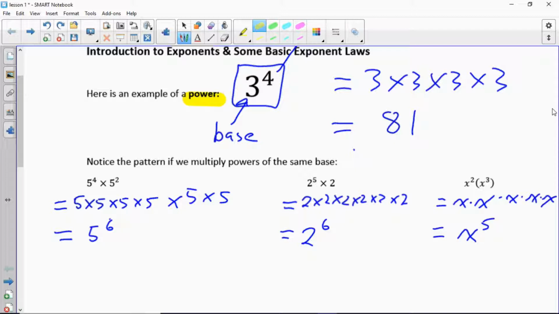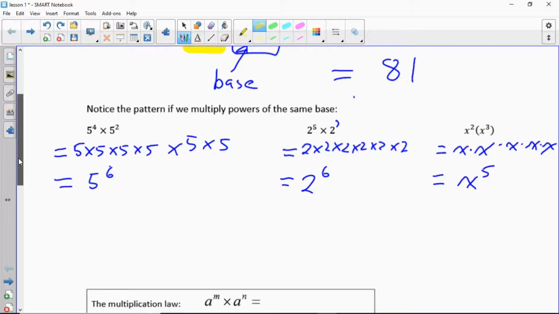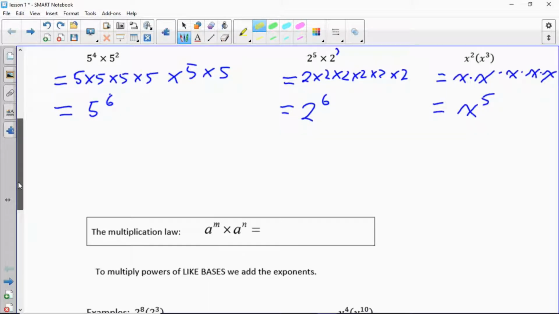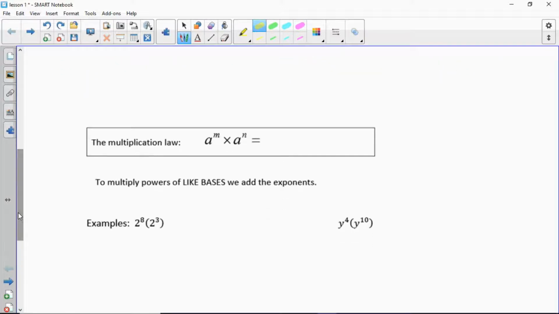Now, I think the pattern is probably pretty easy to see here, and many of you probably already know this. Take a look at the first one, 5 to the power of 4 times 5 to the power of 2. Sure enough, I get 5 to the power of 6. 4 plus 2 is 6. If I look at the last one, I've got x squared times x to the power of 3. 2 plus 3 is 5, x to the power of 5. And in the middle one, as long as I realize that that is the same as 2 to the power of 1, then I can say that 5 plus 1 is 6, and sure enough, I have 2 to the power of 6. There's your first exponent law, the multiplication law. When you're multiplying powers where the base is the same, you can add the exponents.